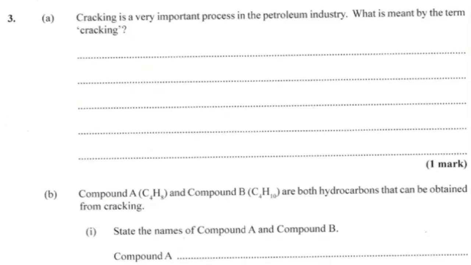And we're on to number 3. It's not CSEC chemistry if there's no organic chemistry. You can rest assured that a third of paper 2 will be organic chemistry, 2 full questions. So part A of 3: cracking is a very important process in the petroleum industry. What is meant by the term cracking?